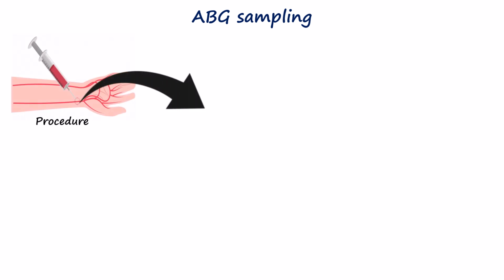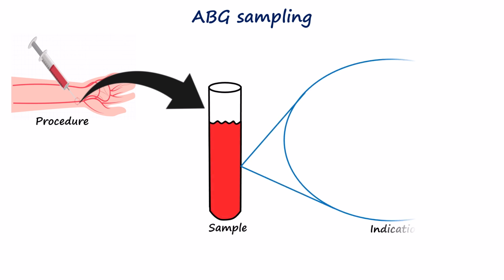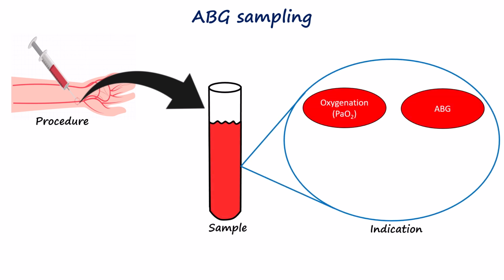ABG, or arterial blood gas sampling, is a medical procedure used to collect blood from an artery, typically the radial, brachial, or femoral artery, to assess oxygenation, acid-base balance, ventilation status, and metabolic status.